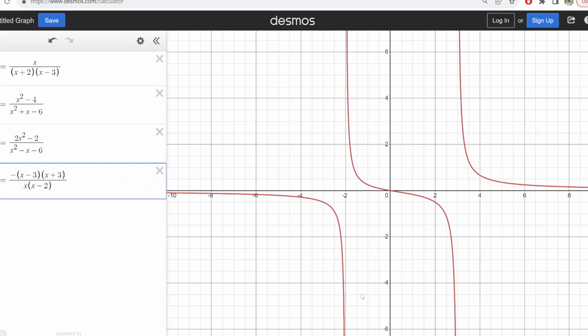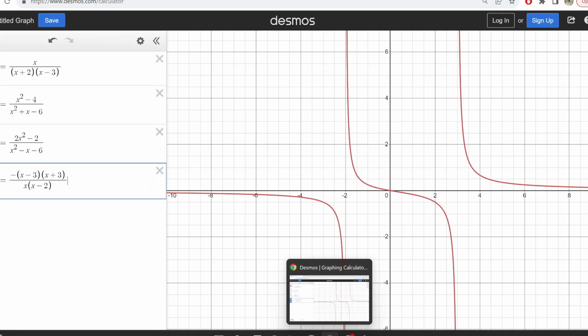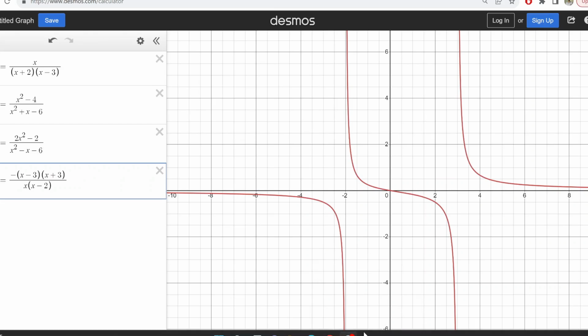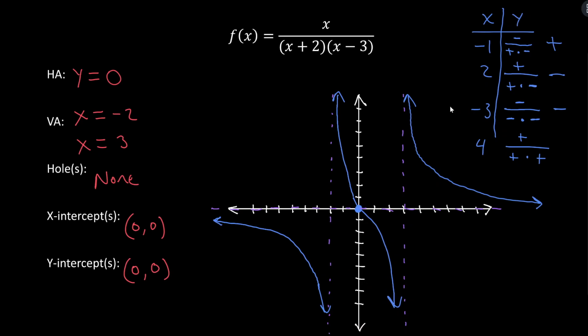Again, we're just sketching these. It's not going to be exact, but it's looking pretty good. We're getting a good general idea of what these look like. So let's try another example.